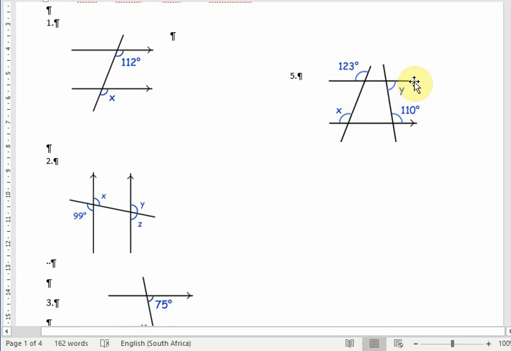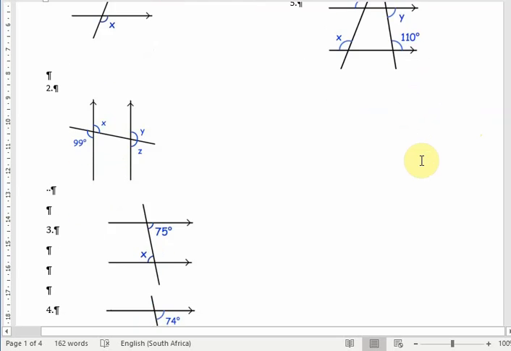For this side, y and the 110, they are on the inside of a U. You see that U? So that means that those two angles are co-interior angles. Hierdie twee hoeke, y en 110, is ko-binnehoeke, want hulle is aan die binnekant van 'n U. So 110 plus y moet vir ons saam 180 grade gee. So dit beteken y moet 70 grade wees, want 70 plus 110 gee vir ons 180. So y has to be 70 degrees, because 70 plus 110 gives us 180.